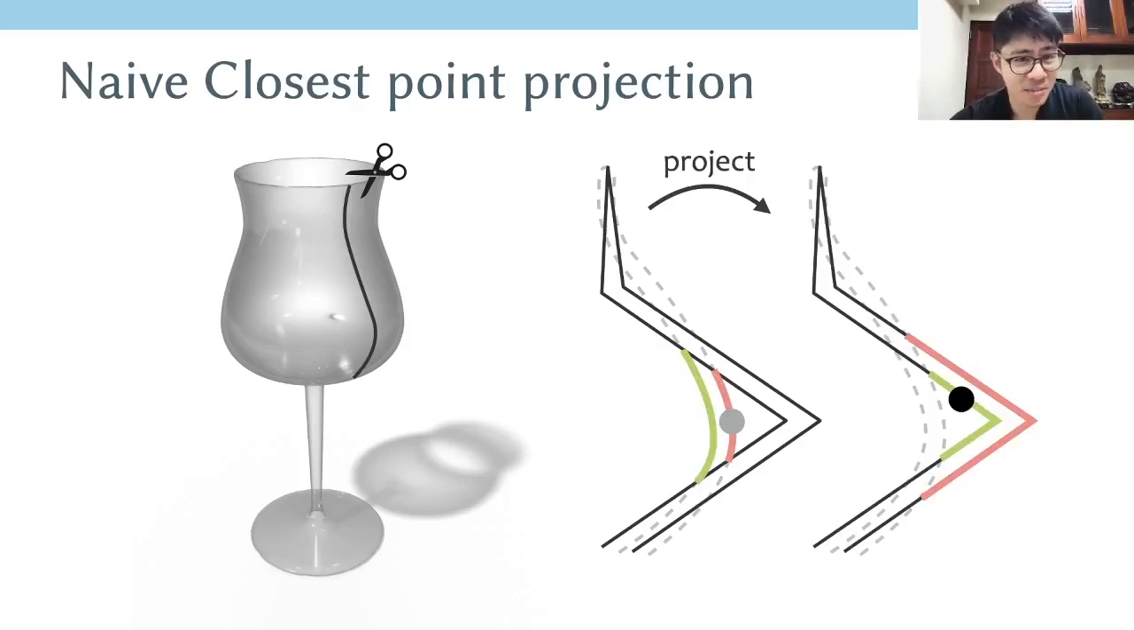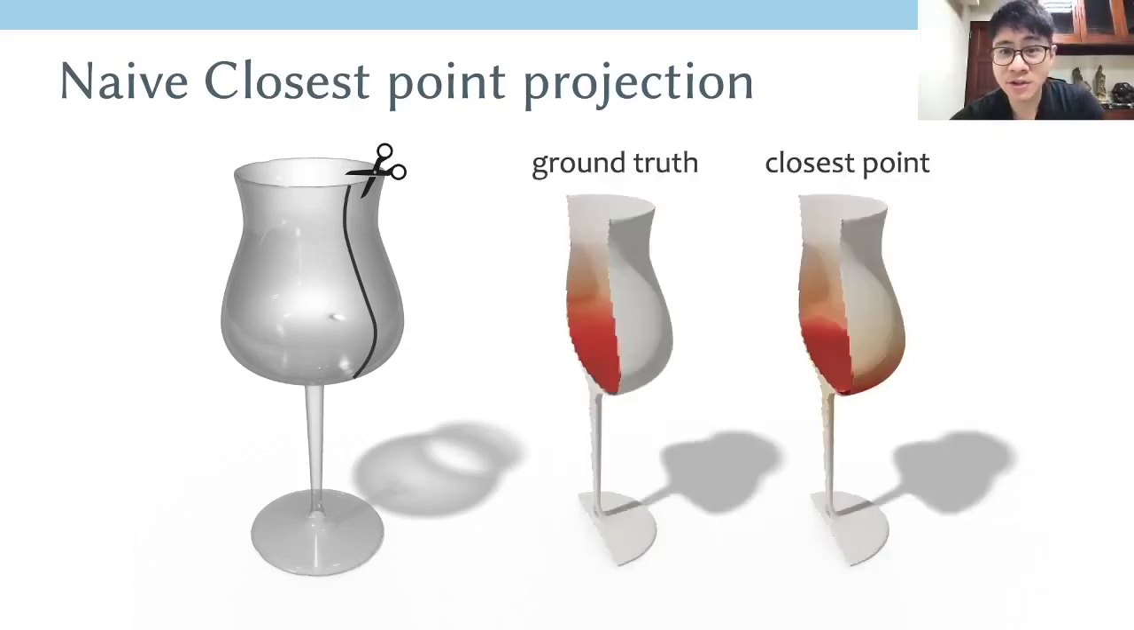But this is completely wrong, because you will be using the solutions in the inner part of this wine glass representing green to determine the solution on the outer part highlighted in red, and this will make your multigrid solver fail completely.